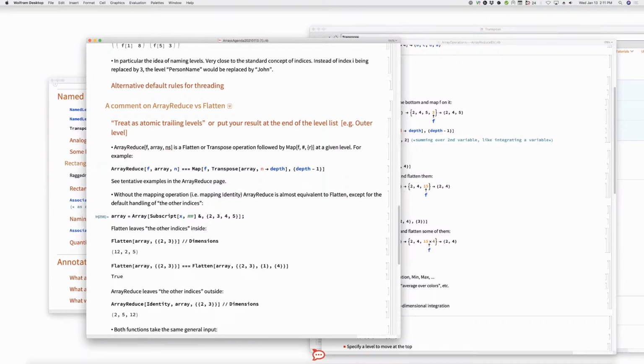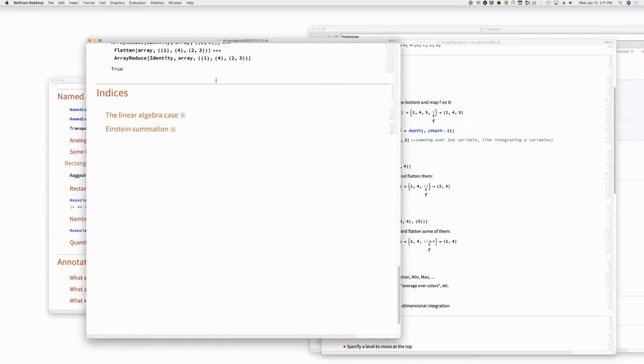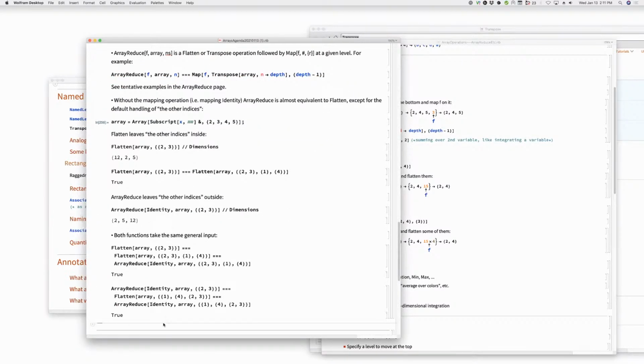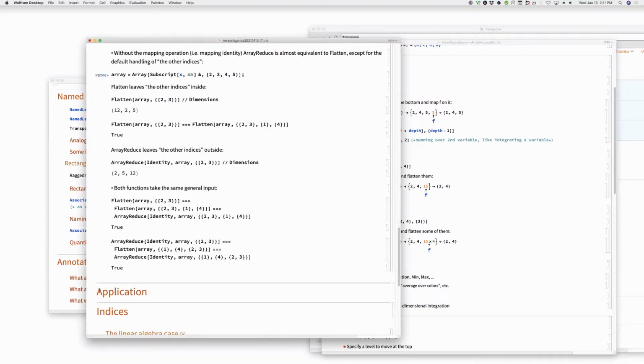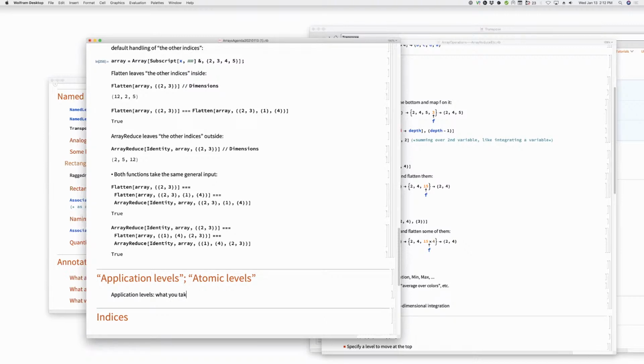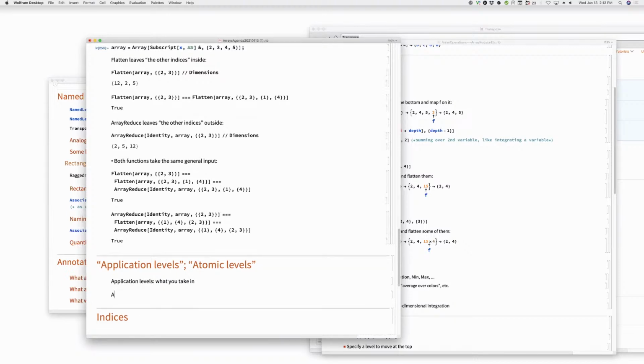So in other words, there's a notion here of, okay, there are the application levels and the atomic levels. Application levels means what you operate on, and the atomic levels means the trailing thing you leave. And then what else is there? Application levels is what you take in. So those would be the third argument in array reduce, or the second argument in flatten, etc. The atomic levels are what you leave as lumps.